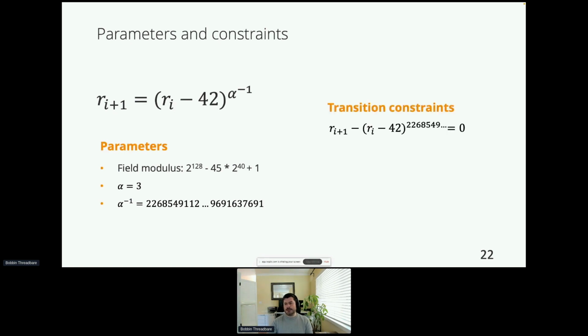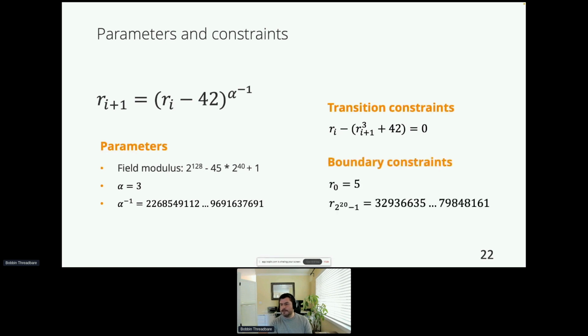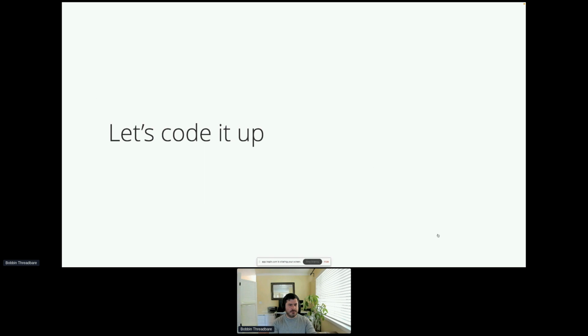Our transition constraints are going to be described like this. So we take the next term and subtract the previous term from it. I'm not sure. Yeah, we can actually describe it in a different way. I think I actually screwed up this definition here, but we'll see the real one once I start coding. And then we want the boundary constraints. We want to start with, let's say, this value 5, and then if we run it for about 1 million steps, we should end up with this large value at the end. So this is the setting of our VDF and what we want to do. So let's code it up.